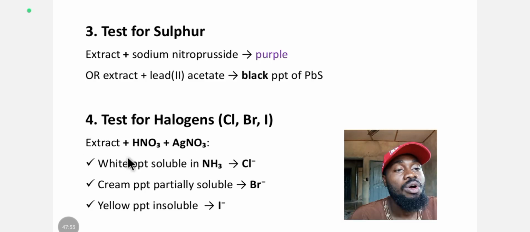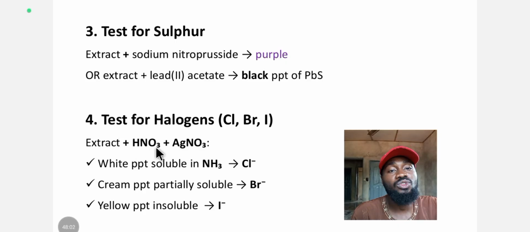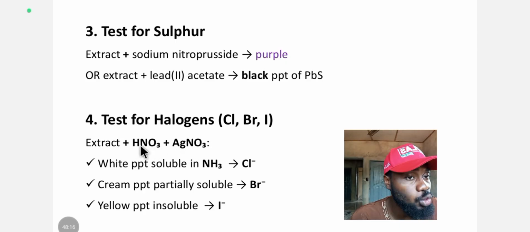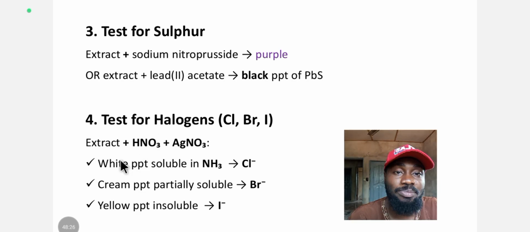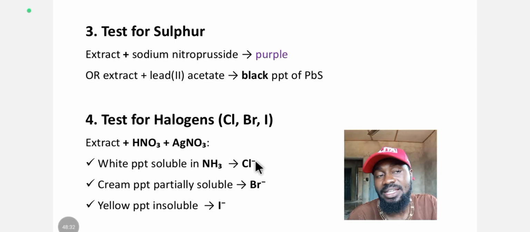You are trying to test for halogens. When you bring the substance, you acidify it with hydrogen trioxonitrate 5 and add silver trioxonitrate 5 to the solution. What is the observation after adding these two? The first observation is a white precipitate soluble in ammonia. That confirms the presence of chlorine ion.